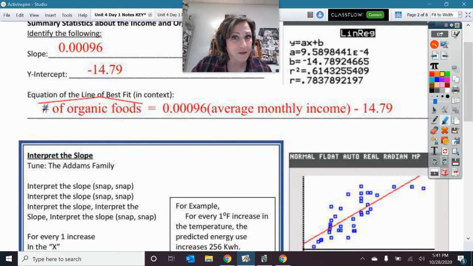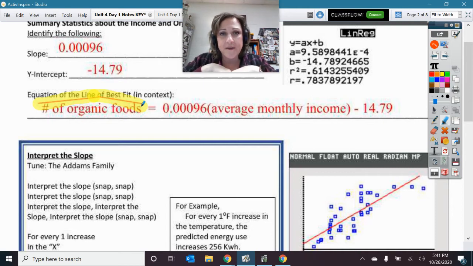Therefore, we have this very important, absolutely essential thing called a prediction hat. It's like your sorting hat in Harry Potter. This prediction hat says the predicted number of organic foods follows this line. That's not actually what's going to definitely happen, but that is going to tell me approximately the predicted number of organic foods. You are wrong if you tell me the exact number of organic foods, because you can't. You're telling me the predicted.